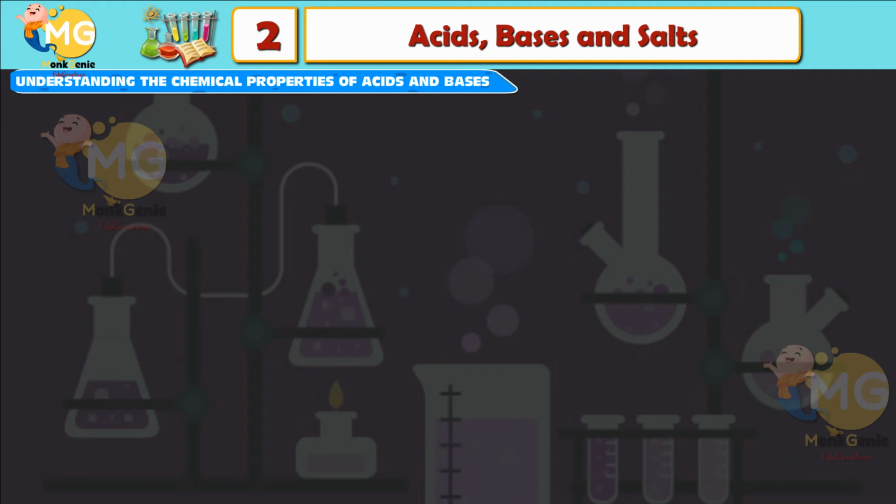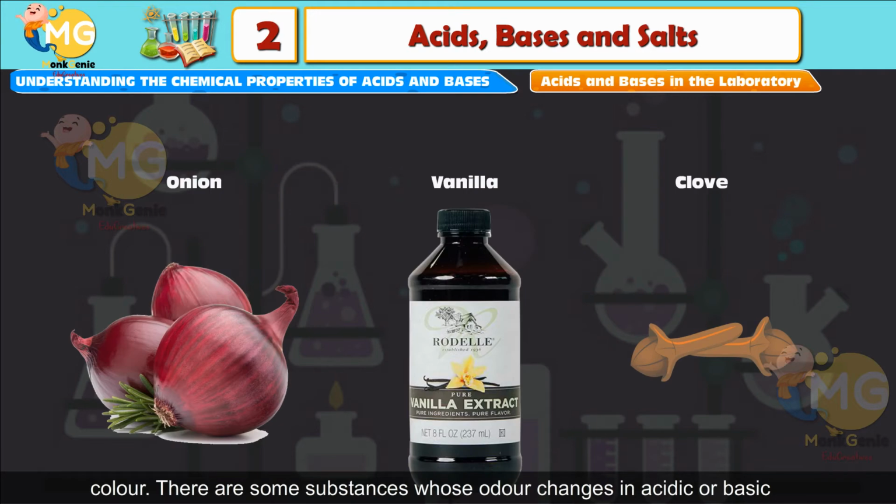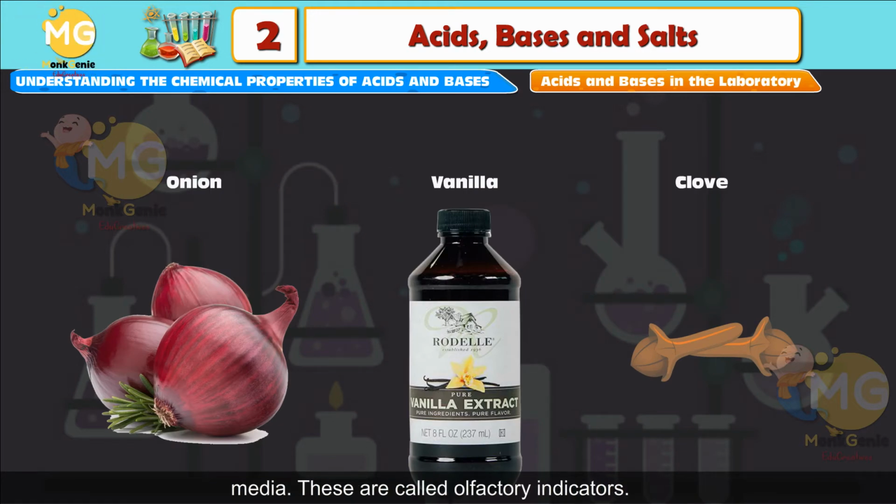Understanding the chemical properties of acids and bases. Acids and bases in the laboratory. These indicators tell us whether a substance is acidic or basic by change in color. There are some substances whose odor changes in acidic or basic media. These are called olfactory indicators.